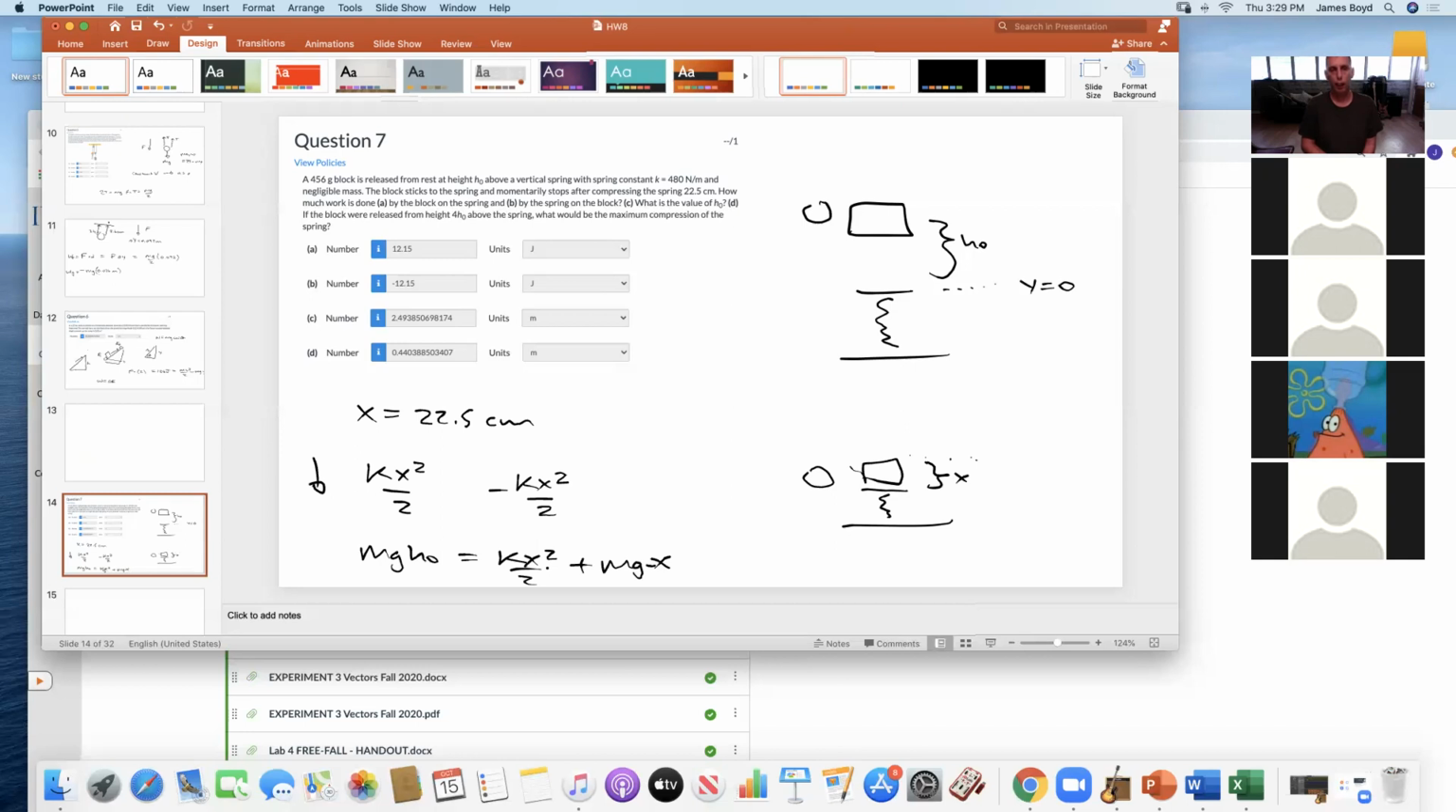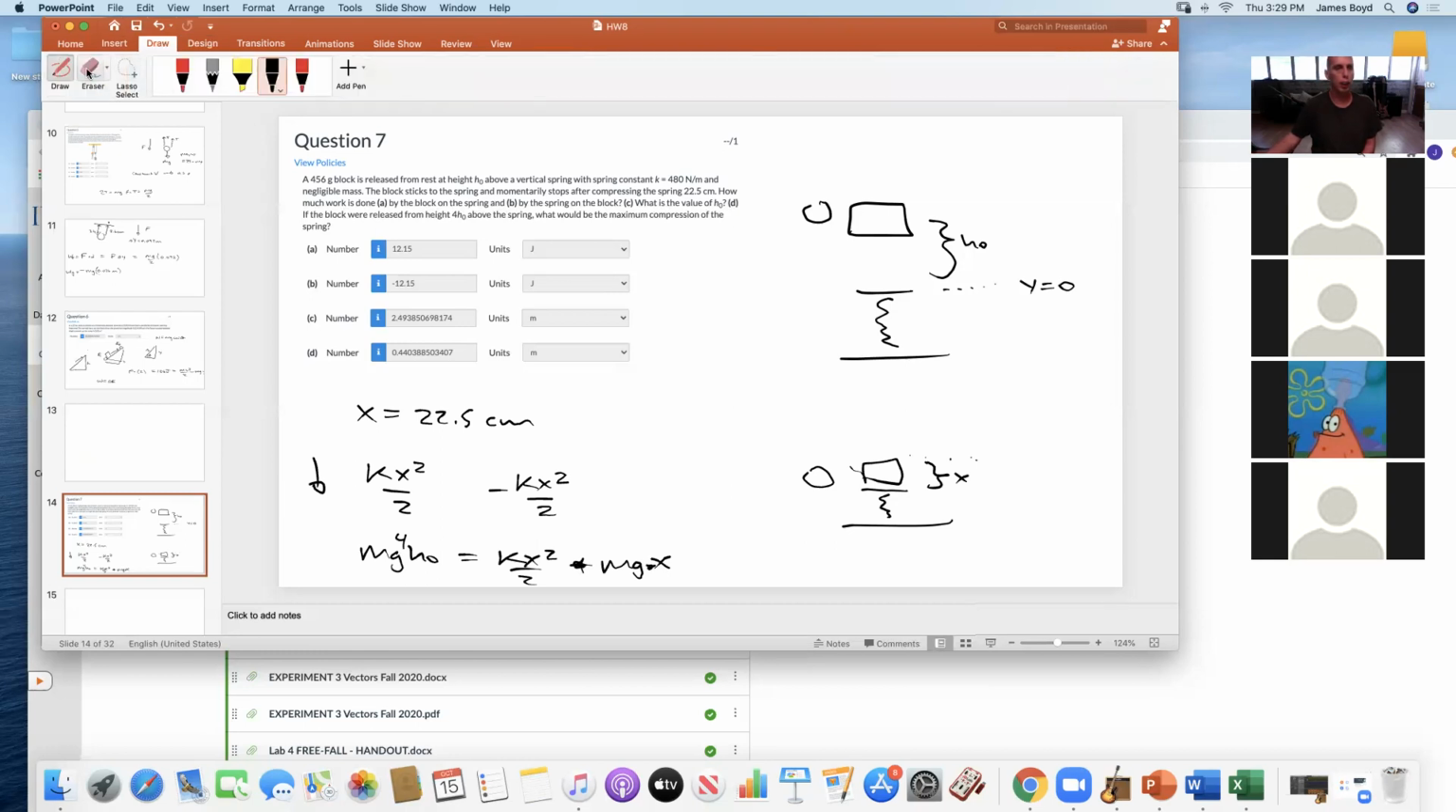The final thing is, how far would it compress if instead of H naught, it was 4H naught? Well, if we put a 4 here, noting that this is a negative, I'm just going to change it to there. This is a quadratic where this term is constant, and if you use H naught that you found in C, this is the constant, the C term. You would move it over so it would have a negative. This is your A and this is your B coefficient, and you can find it with a quadratic.